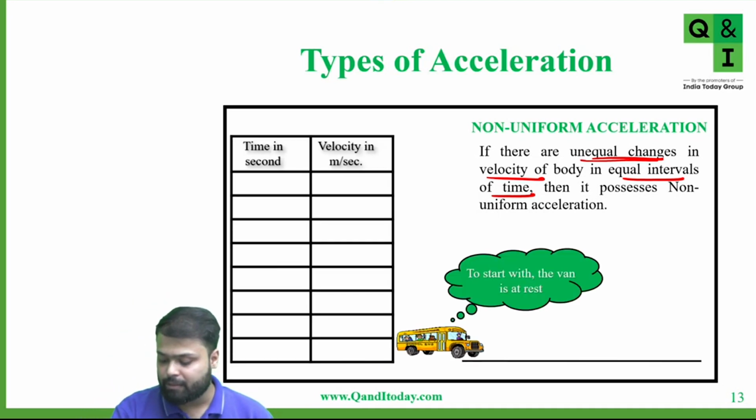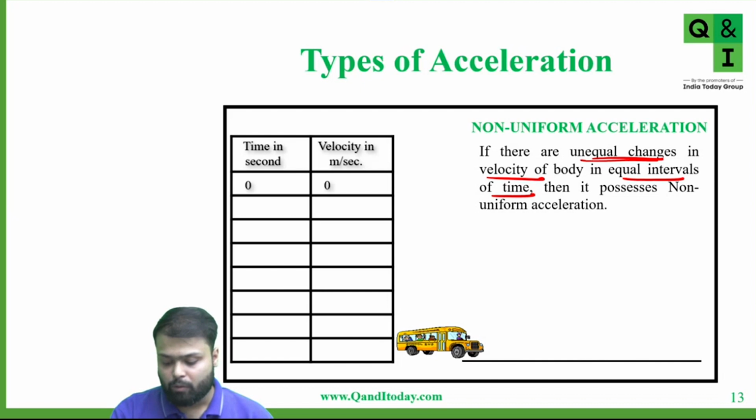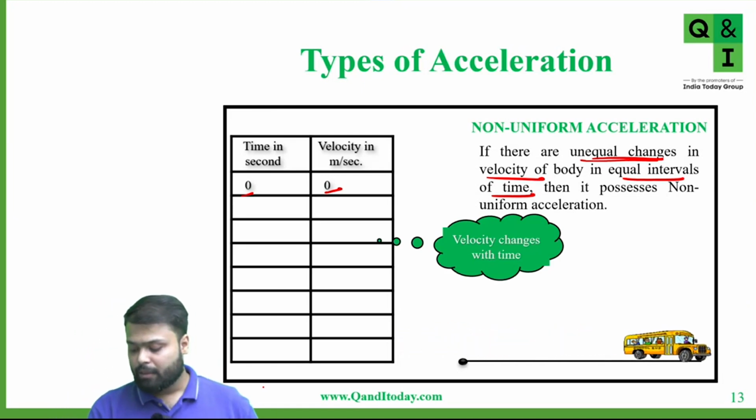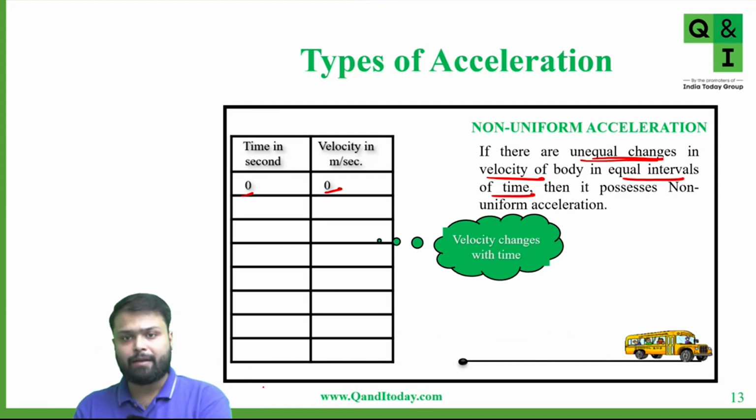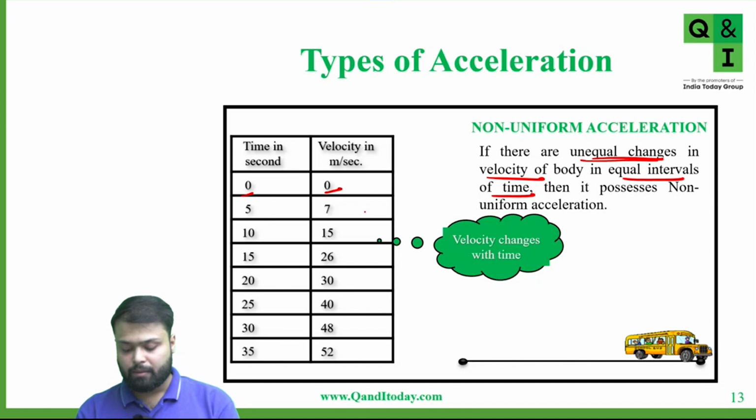Let's say again the van is starting from rest. So initially, at 0 seconds, the velocity of the bus is 0. Let's say after some time it reaches the final point. And we make the table for different time intervals. Suppose after 5 seconds velocity becomes 7, after 10 seconds velocity is 15, after 15 seconds velocity is 26. So similarly we fill the table.